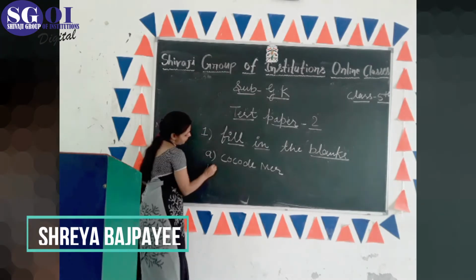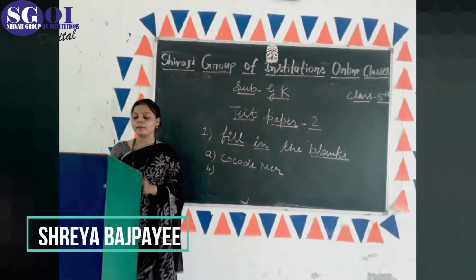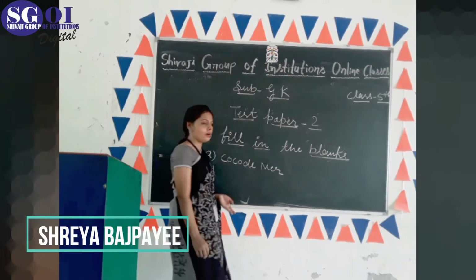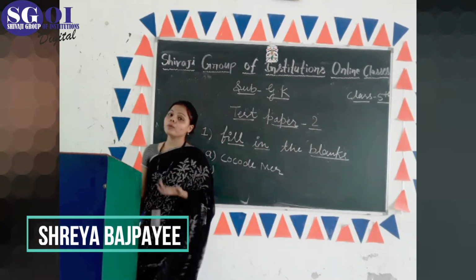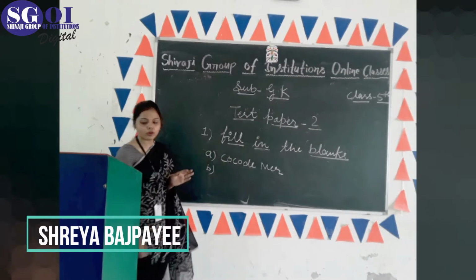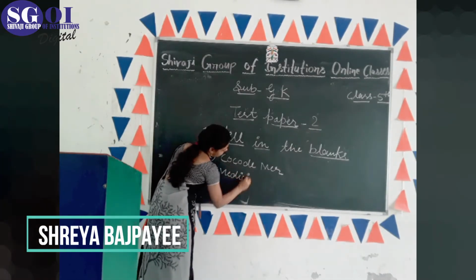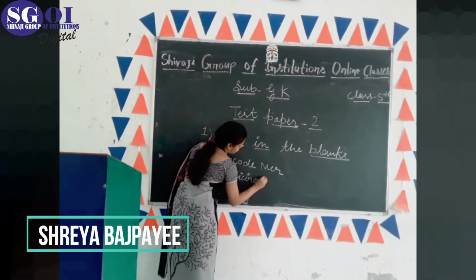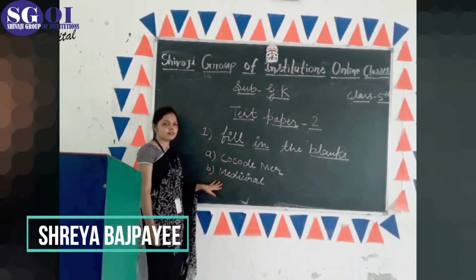Okay, now B number is this. The tulsi plant has blank and religious value. The tulsi plant has medicinal and religious value. We use tulsi in medicine. Okay, the answer is here: medicinal.